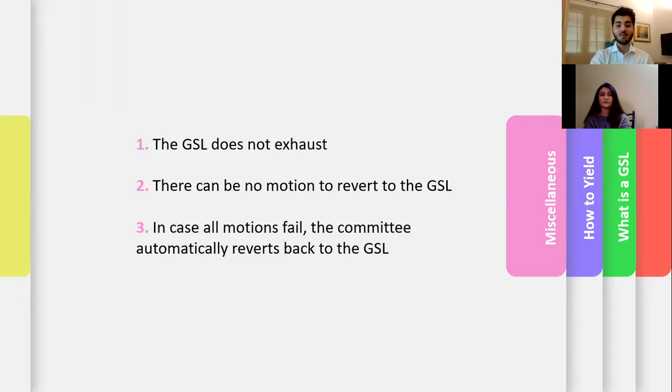But the GSL can be reverted to by one way and one way alone, and that is if all other motions at the current time fail. So, for example, if Finland motions for a moderated caucus, Lithuania motions for an unmoderated caucus, and say China motions for a consultation of the whole, if all three motions fail, the committee would automatically revert back to the GSL. And as Umaima already mentioned, since the GSL does not exhaust, there's always members on the GSL who are ready to speak.